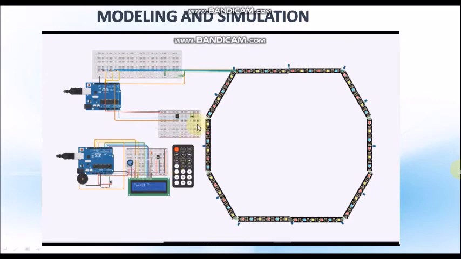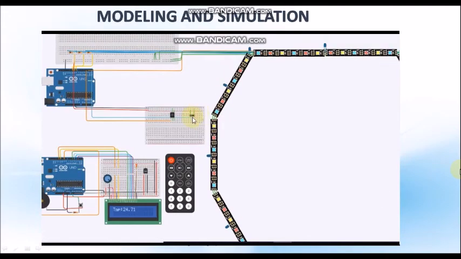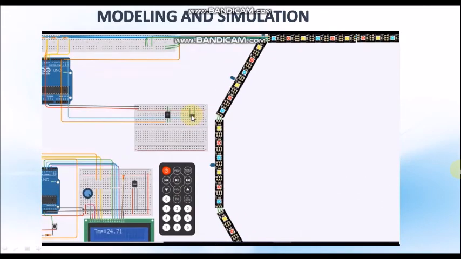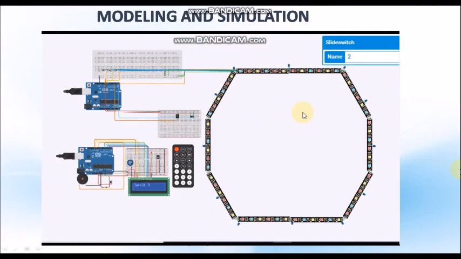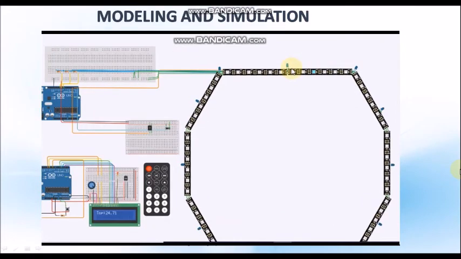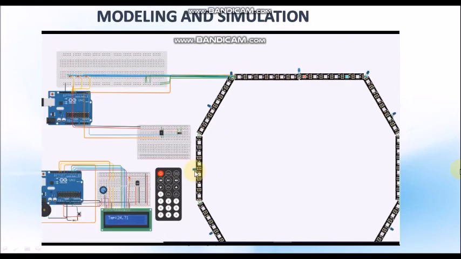Moving on to the next function, there is a switch button, and when it is in on state, all the lights get off and get converted to clock. That is, it starts displaying the time. The separate blue color LED placed over there represents the hour hand of the clock, the red light represents the minute hand of the clock, and the light blue light represents the second hand of the clock.